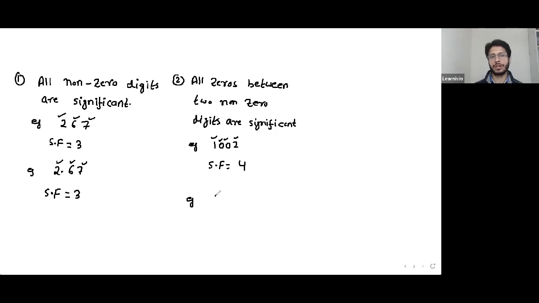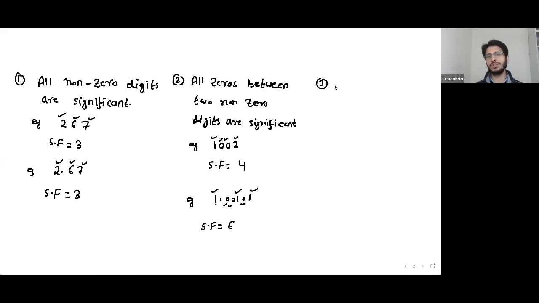One more example, you can even have decimal, 1.00101. Just have to count the number of significant figures here. 1, 1, 1. Three non-zero digits, they are significant. Now you have zeros. These two zeros are between this 1 and 1. So these zeros are between two non-zero digits. So these zeros are significant. Again, this 0 is again in between two non-zero digits. So this 0 is again significant. So total you have 6 significant figures.